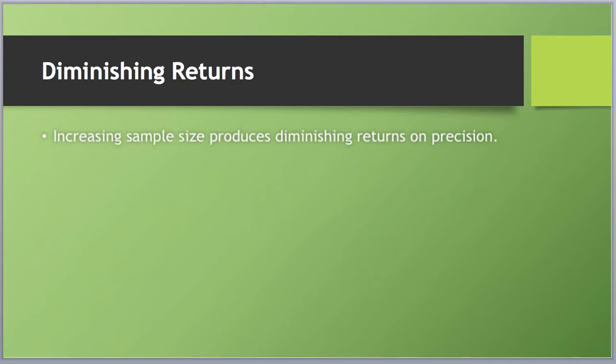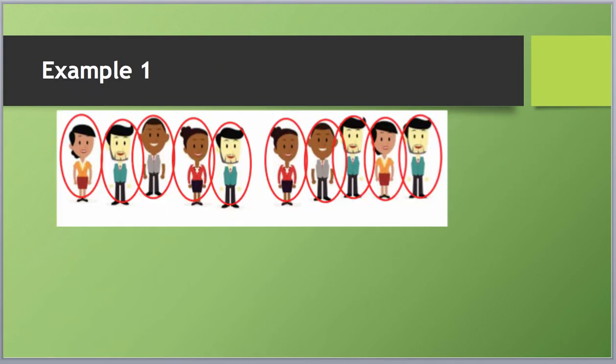Diminishing returns. If you've taken economics, diminishing returns is going to make a ton of sense to you. If you have not, which is obviously not required for our major, just know what's in the textbook. And if you took economics or anything else, don't think about that. Simply think about what's in your textbook. So I want you to know increasing sample size produces diminishing returns on precision. Okay, here's an example of that.